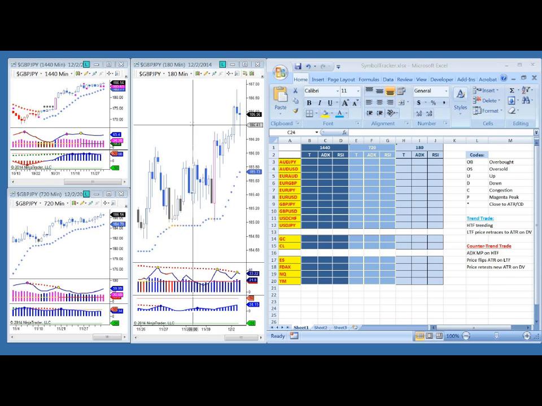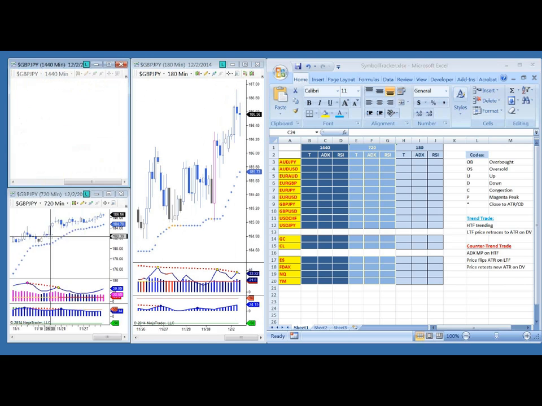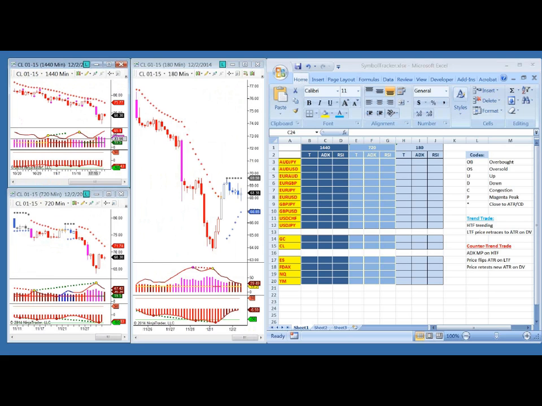That is correct. So let's start off with crude. What is crude doing on the 1440? It's in a downtrend. The ADX is at 65. Now, we could actually get a magenta peak on crude today, but is it overbought? No. Is the RSI oversold? No. Is it close to an ATR? No.